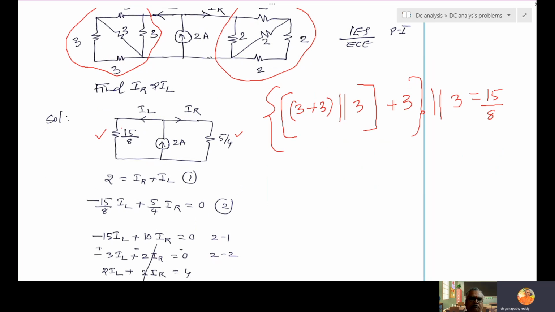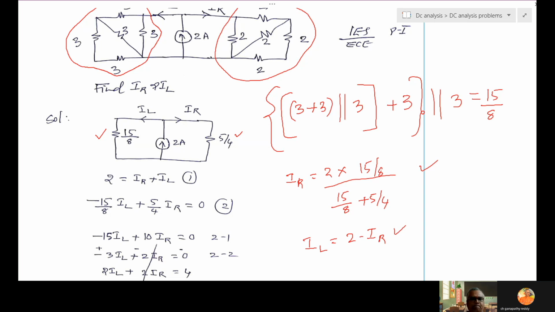Now IR value, IL value is asked, with 2 ampere current going. So it is a single source problem. Right? Single source problem. What is IR value? 2 into 15 by 8 divided by 15 by 8 plus 5 by 4. Simplify, you will get the answer. What is IL value? 2 minus IR. Finish.